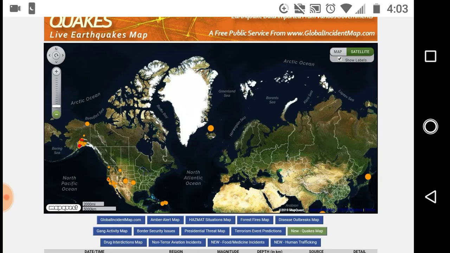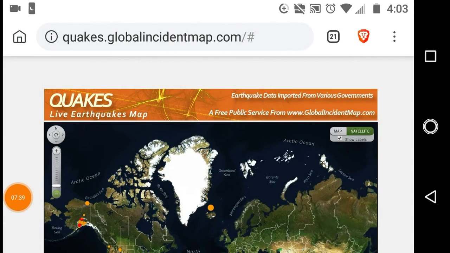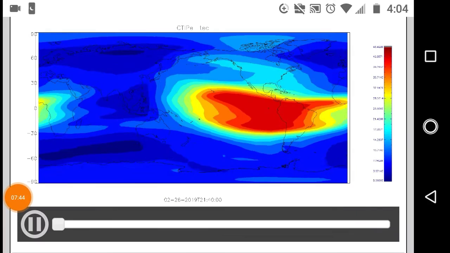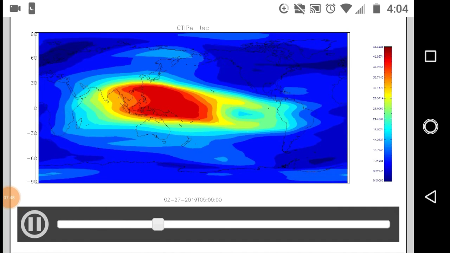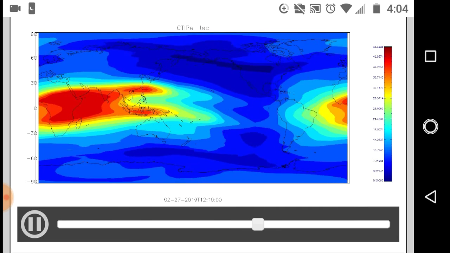Not sure how we get back to the normal view here, so let's just move on. With no brush to draw anything. Thanks a lot, software manufacturers. And here's the total electron content forecast. Nothing too special to see there, folks.